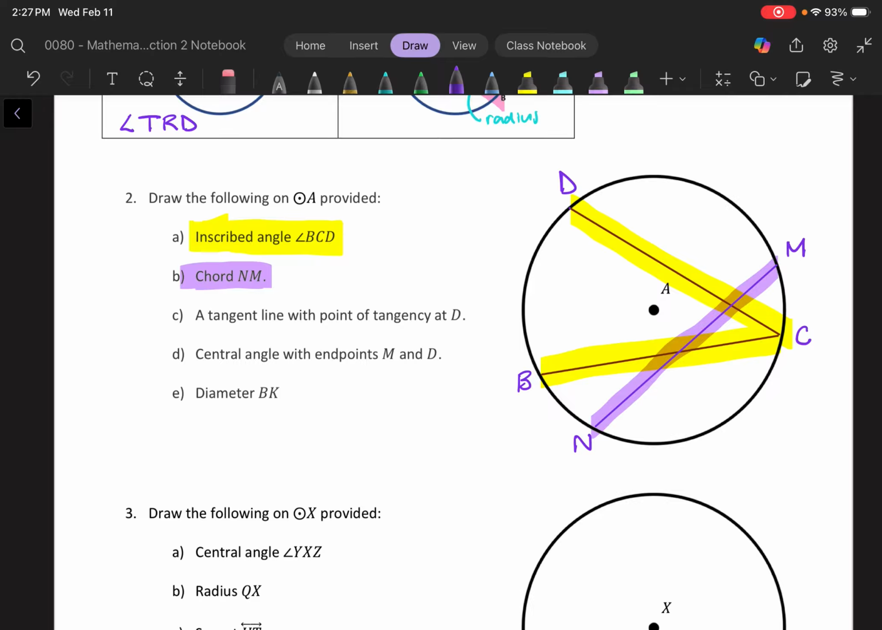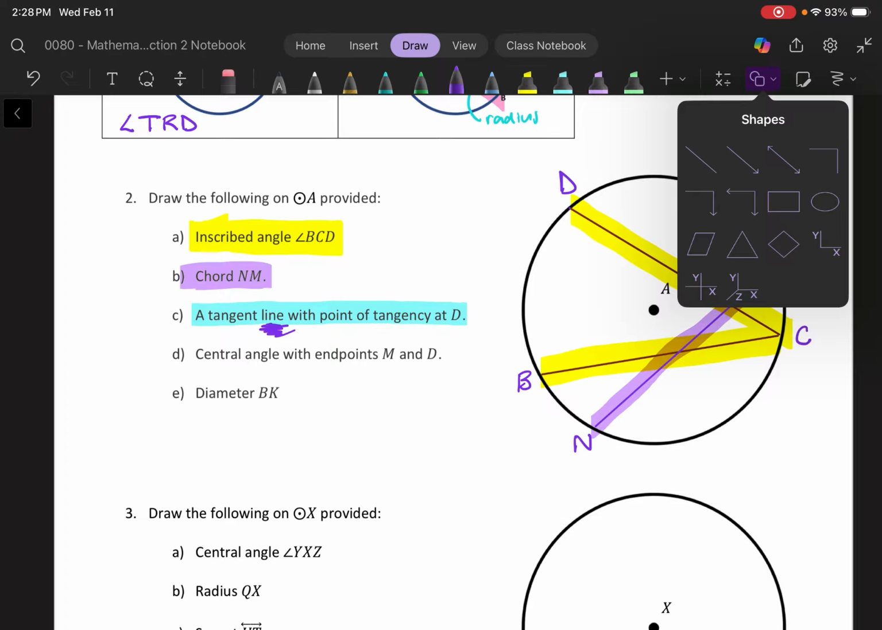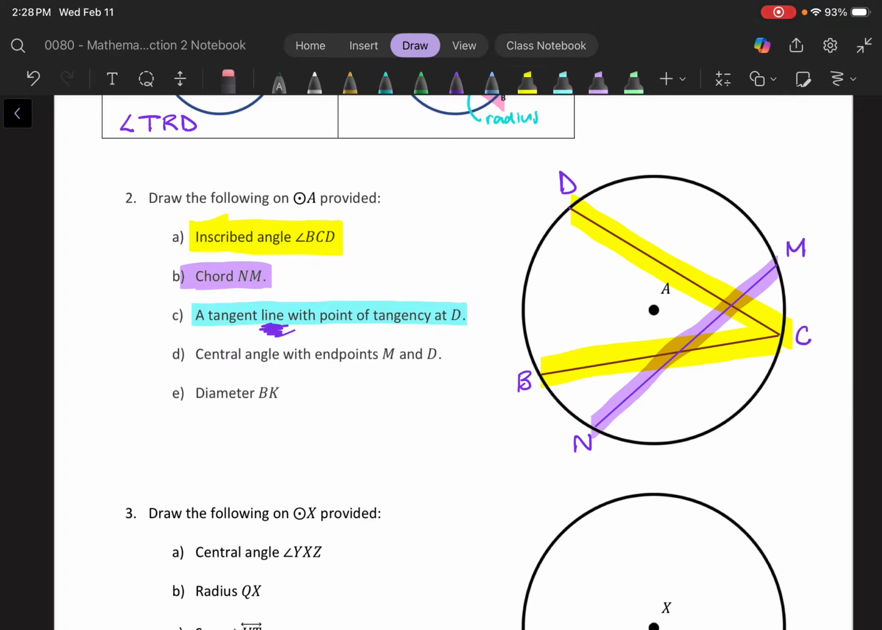Okay, next. We have a tangent line with a point of tangency at D. If I look at my diagram, I'm noticing I already have a point D, which is pretty good. It doesn't name what the line is. It just tells me it's a line, so whatever I draw needs to have arrowheads at both sides. Remember, a tangent line is a line that touches a circle exactly in one point, and that point is called the point of tangency. So when I draw this line, I have the one with arrowheads.